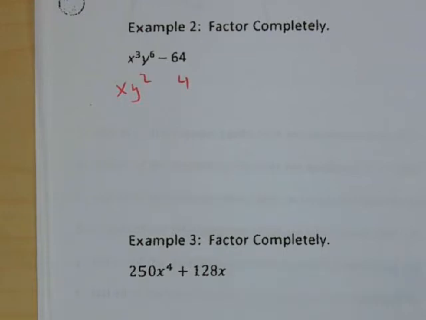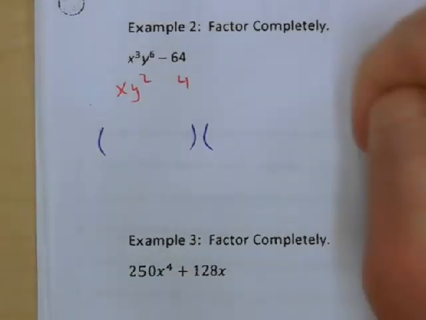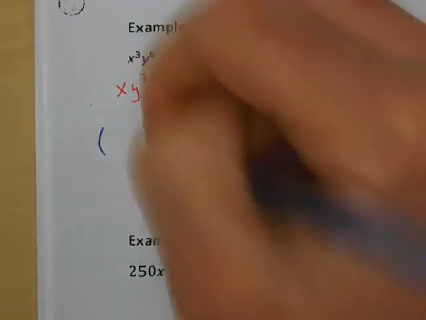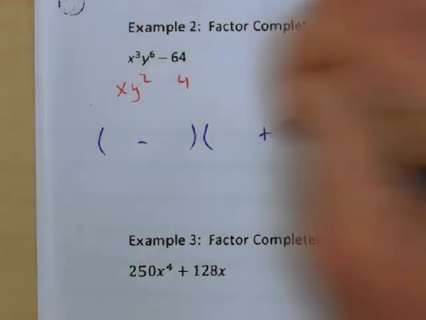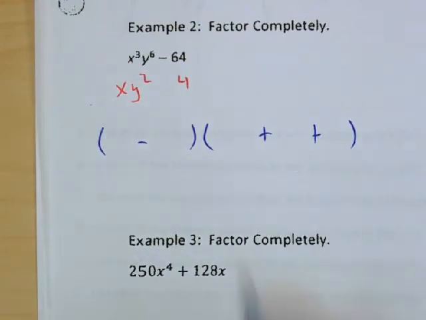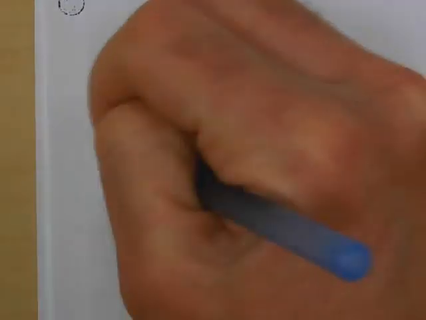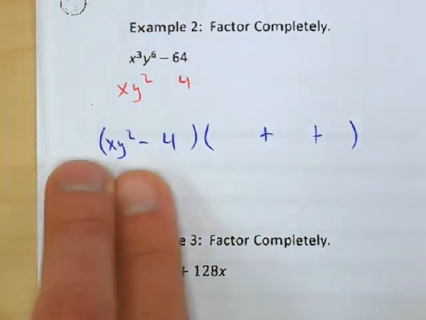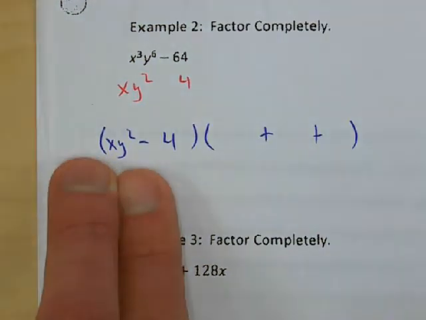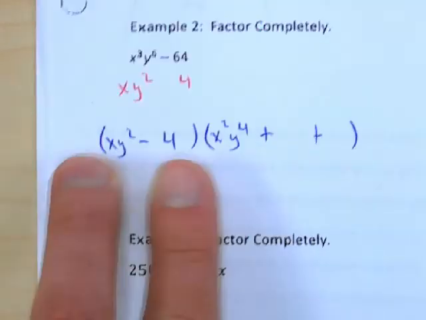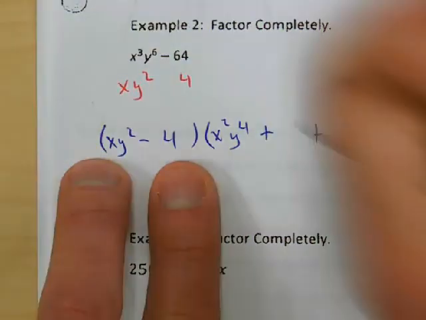And then now we can factor this thing. So it's going to be a binomial times a trinomial. So we draw our parentheses. And then we want to use SOAP, starting with negative. So we got negative, positive, and then positive. So same, opposite, always positive. Now we drop these things in here. So xy squared minus 4. And then I want 2 of these. So xy squared times xy squared is going to be x squared y to the 4th. And then 1 of each is going to be 4xy squared.